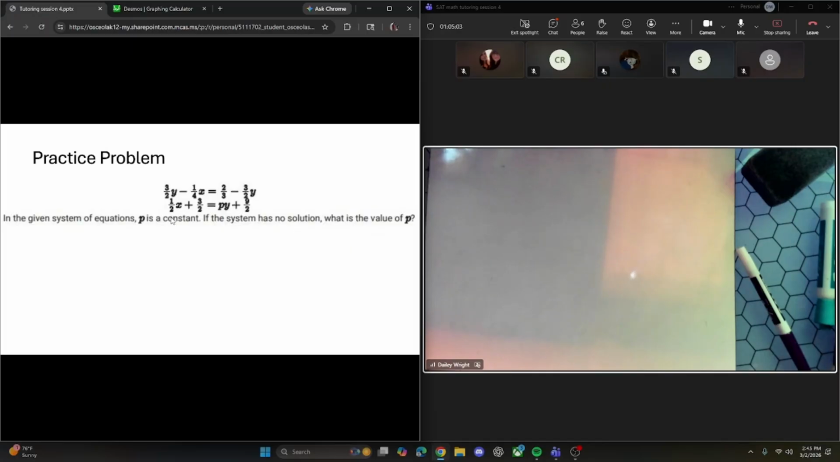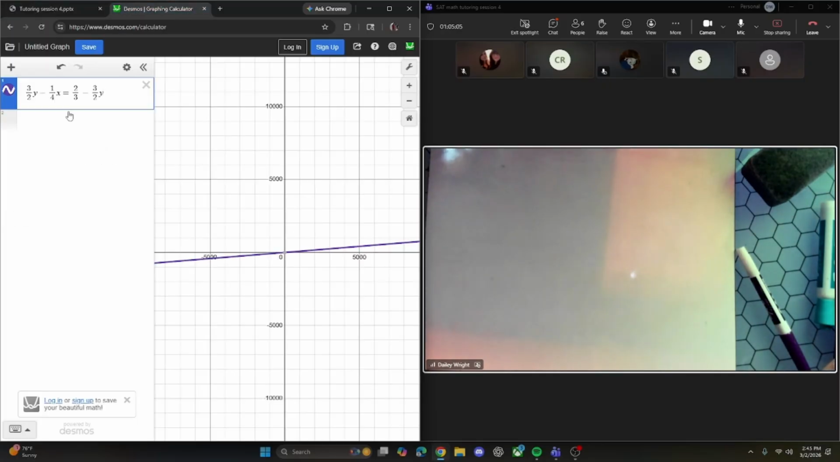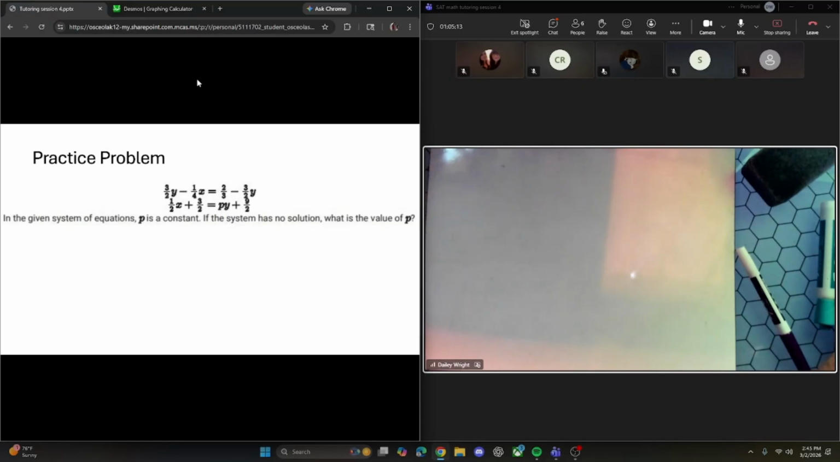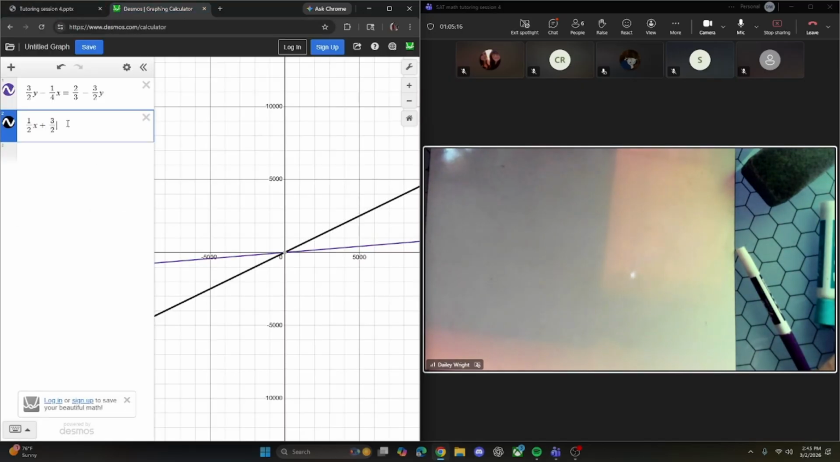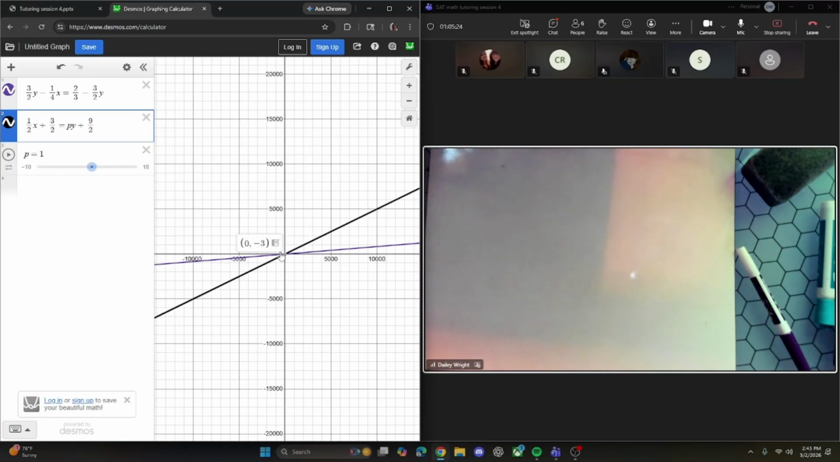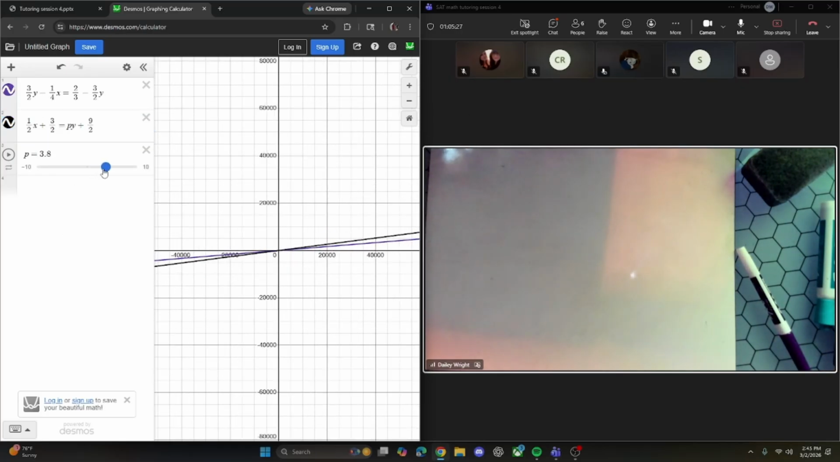And your second problem is 1/2 x plus 3/2 equals py plus 9 over 2. So we would go ahead and add a slider for p, and then we'd wait till we find the spot where they are not equal to each other. It looks like it's going to be in between 8 and 4, so I'm just going to set the slider between 4 and 8.